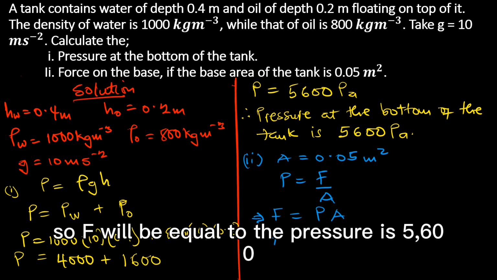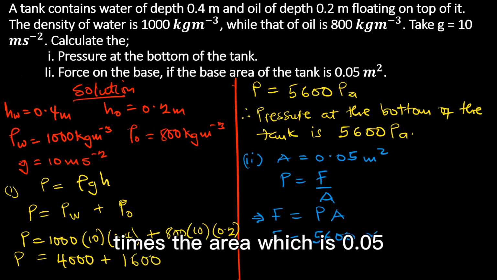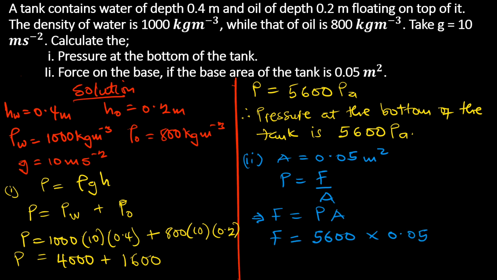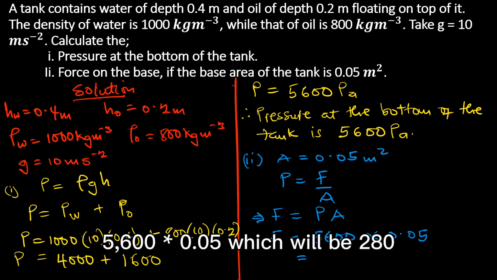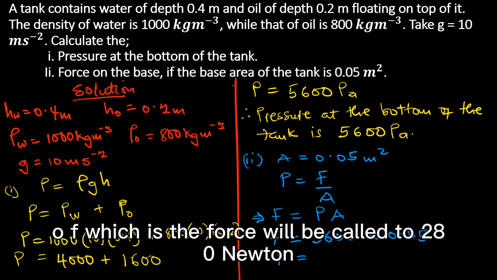So F will be equal to, the pressure is 5,600 times the area, which is 0.05. This will be equal to, so let's use a calculator, 5,600 times 0.05, which will be 280. So F, which is the force, will be equal to 280 Newton.